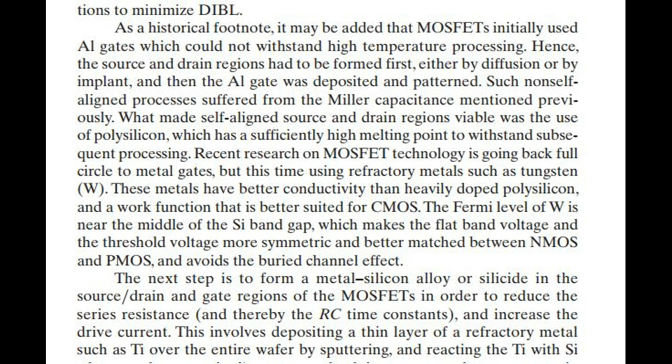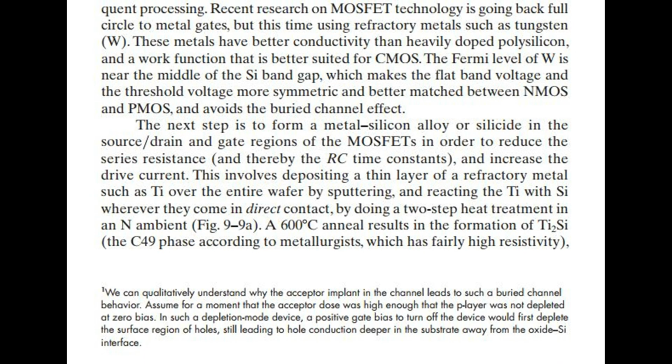The next step is to form a metal silicon alloy or silicide in the source/drain and gate regions of the MOS FETs in order to reduce the series resistance, and thereby the RC time constants, and increase the drive current. This involves depositing a thin layer of a refractory metal such as titanium over the entire wafer by sputtering, and reacting the titanium with silicon wherever they come in direct contact, by doing a two-step heat treatment in an N-ambient, Fig 9.9a.